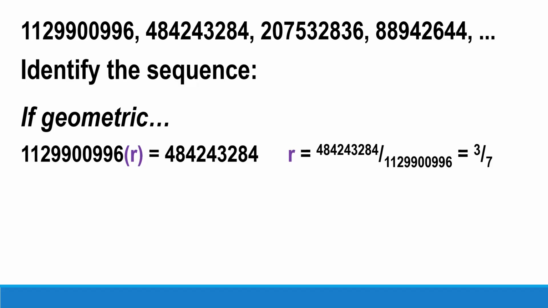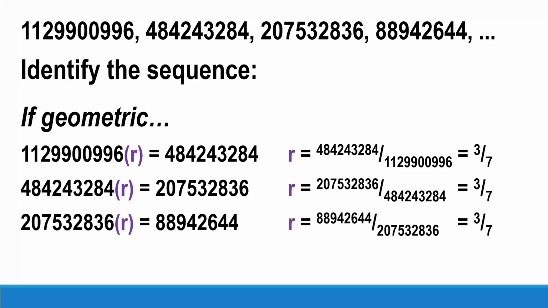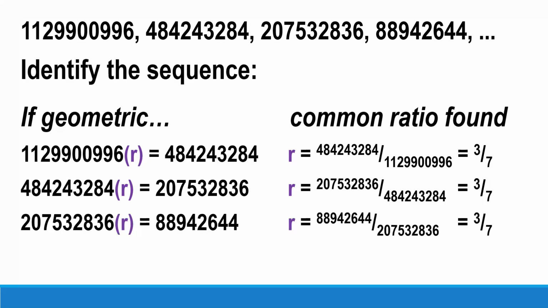If we look at this sequence geometrically, we would need to realize that the first term would be multiplied by an r to get the second term. If we do a little division and realize that ugly number can be simplified to simply 3/7, and realize that that 3/7 is what's also used to go from the second term to the third term and the third term to the fourth term, that common ratio of 3/7 would tell us that we have a geometric sequence.